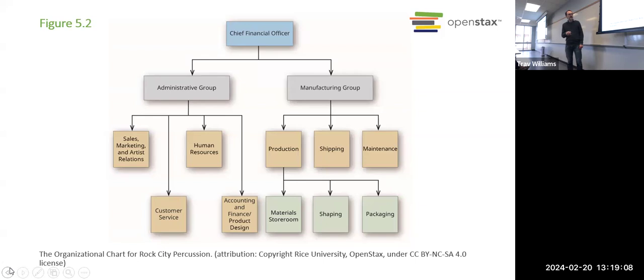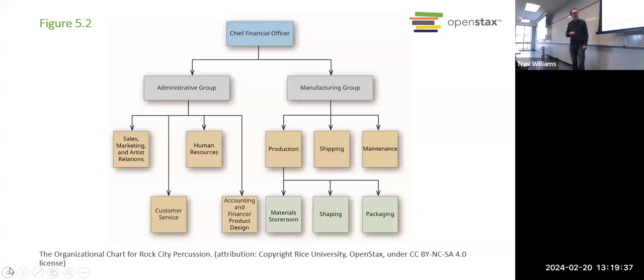So they've got a materials storeroom that receives the wood that they then shape in the shaping department. And then they've got a packaging department that, since people usually buy drumsticks in pairs, they probably wrap up pairs of drumsticks together, maybe with shrink wrap or a ribbon or something. Maybe they put a price label on there. So they do the packaging in the packaging department, okay?